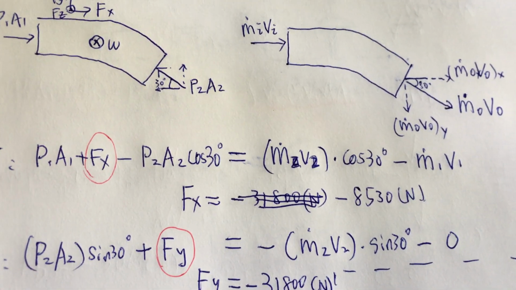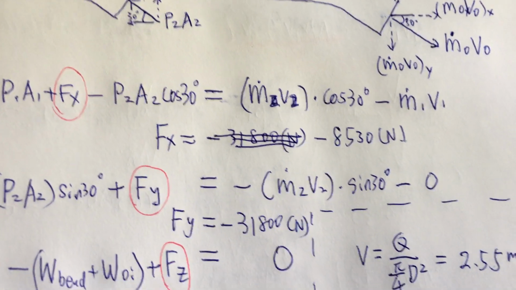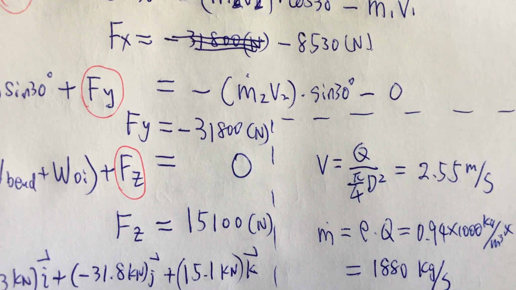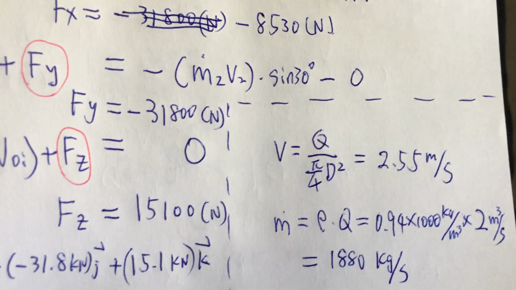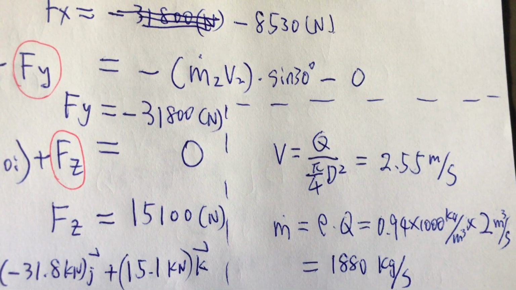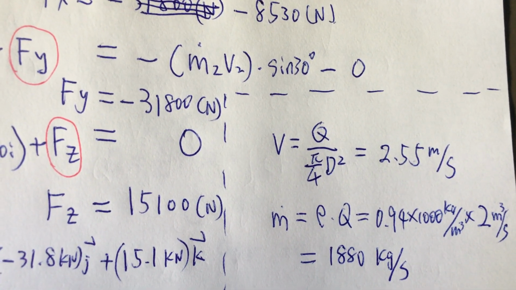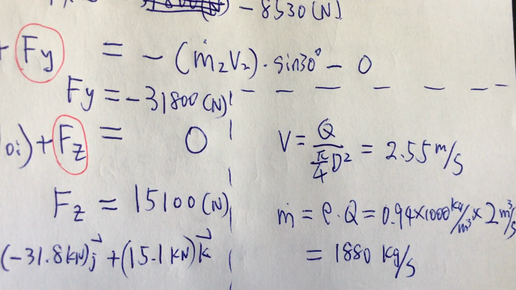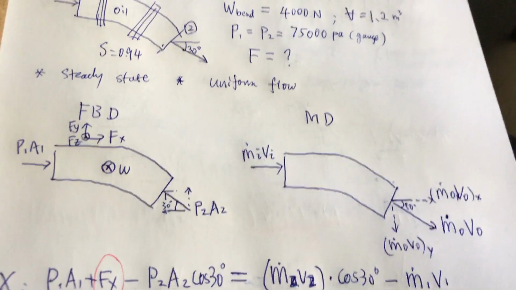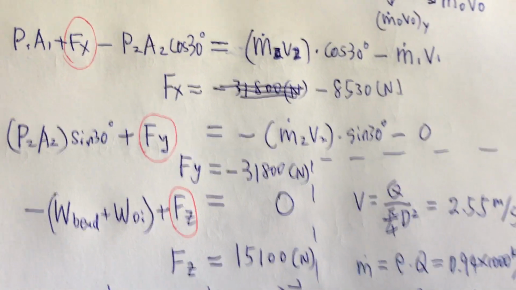You need the mass flow rate, same thing. Mass flow rate m dot 2 should equal m dot 1, conservation of mass. Mass flow rate is just density times the volumetric flow rate. All of them are given. Density of oil is 0.94 specific gravity times the density of water, 1000 kilograms per cubic meter, times 2 cubic meters per second volumetric flow rate. So it is 1880 kilograms per second. So I guess you have everything, right? Pressure is given, so you should be able to calculate.